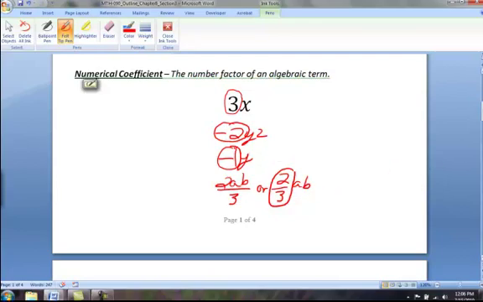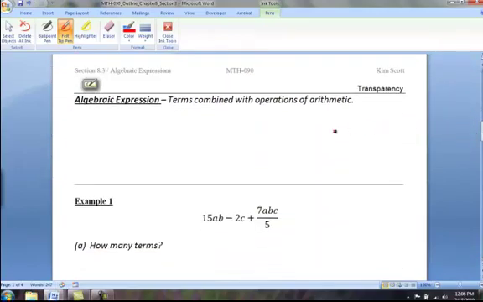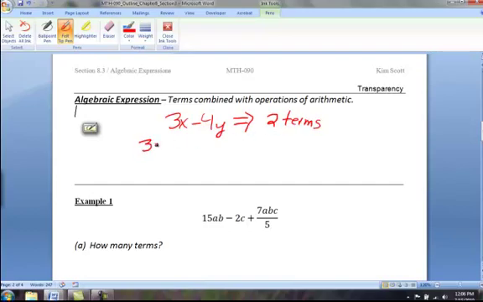Now, all the terms put together make up an algebraic expression. For example, the one I gave you a minute ago, 3x minus 4y, that is an algebraic expression that's put together with the operations of arithmetic. That means addition and subtraction. So right here we have two terms. So this is an algebraic expression with two terms. Let's say we have 3x squared minus 2y plus 1z. That is an algebraic expression with 1, 2, 3 terms. On that one we have 3 terms.